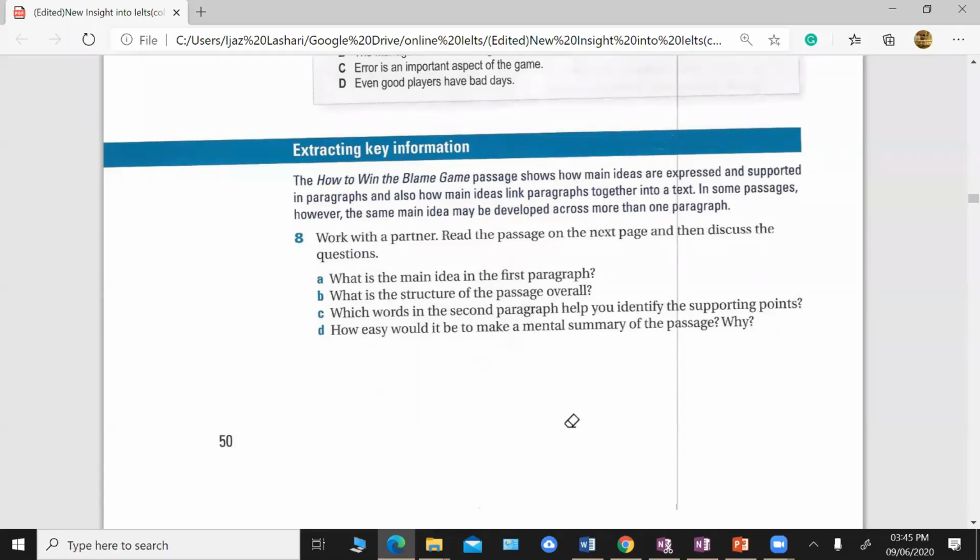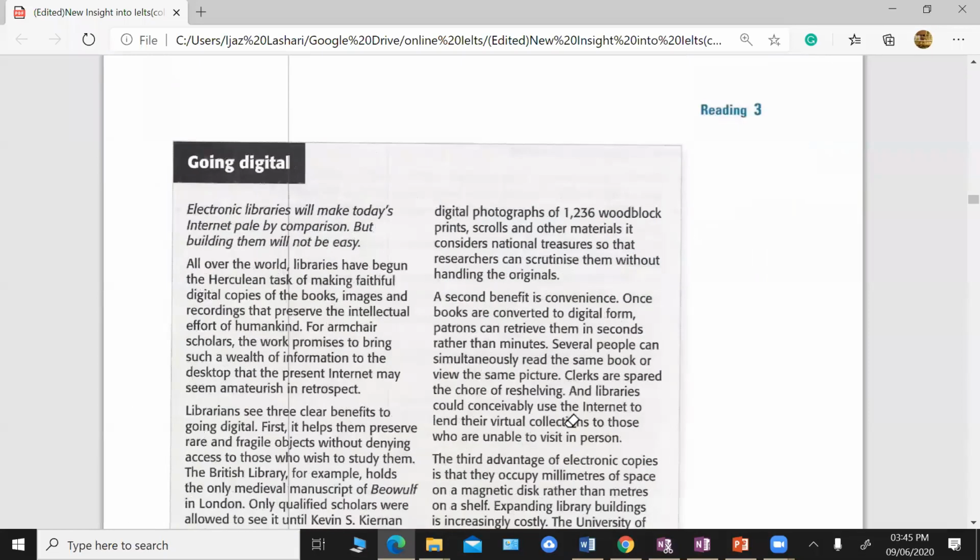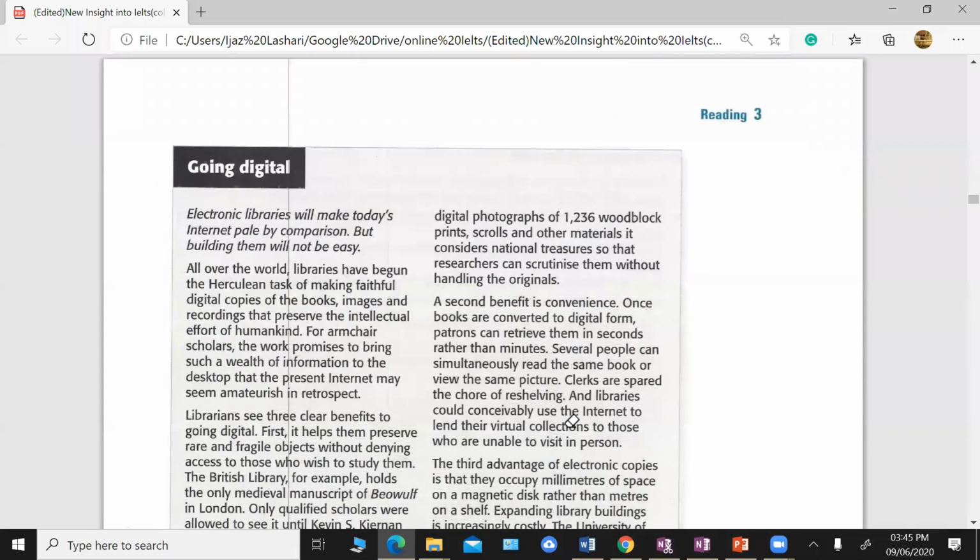Okay, the first paragraph of your passage. I'm showing you the passage here as well. All over the world, libraries have begun the Herculean task of making faithful digital copies of the books, images, and recordings that preserve the intellectual efforts of humankind. For armchair scholars, the work promises to bring such a wealth of information to the desktop that the present internet may seem amateurish in retrospect.